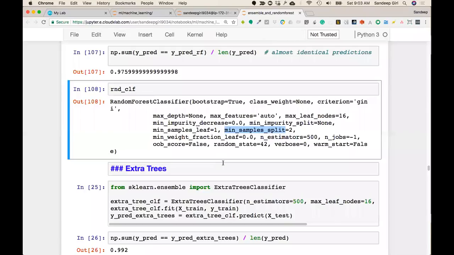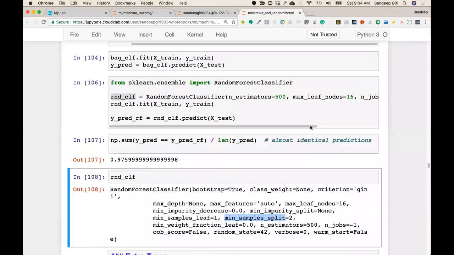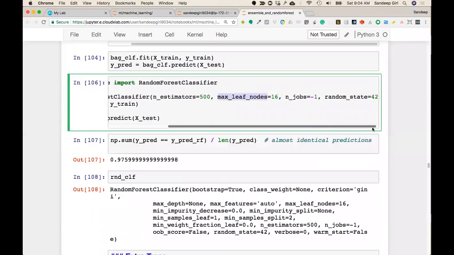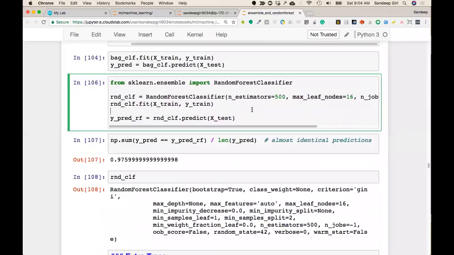A question from Abhinta is, why do we choose 16 here, max leaf nodes? These are the hyperparameters. The number of leaf nodes that we want in total is this. Otherwise, it'll start overfitting, and that's why we wanted to underfit. So it'll stop splitting the nodes as soon as the total number of leaves is 16.